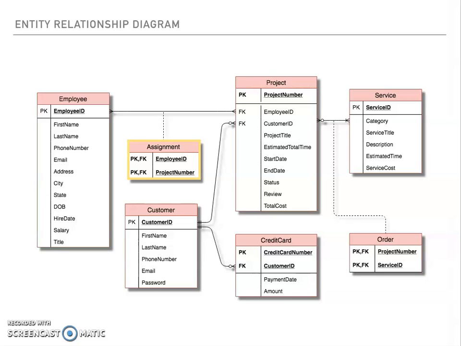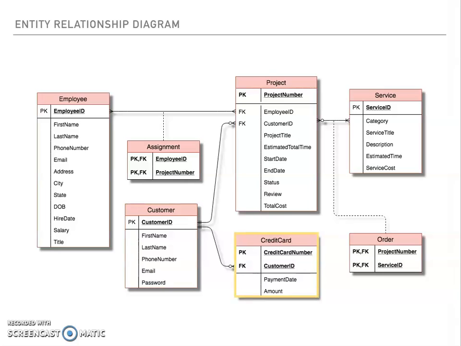Employee ID is both a primary key and foreign key. Project number is also a primary key and foreign key. From here, the project entity has an optional to many to one mandatory relationship with the customer entity, which has a primary key called customer ID.